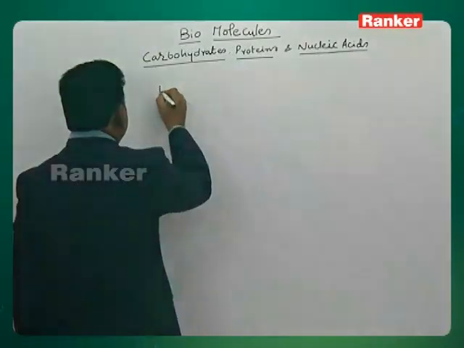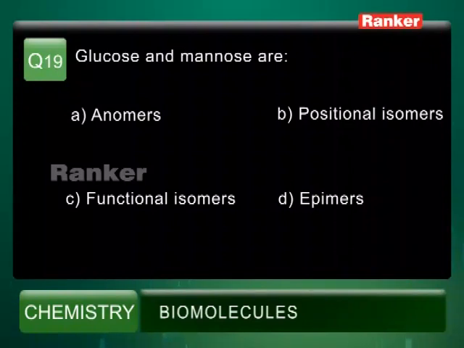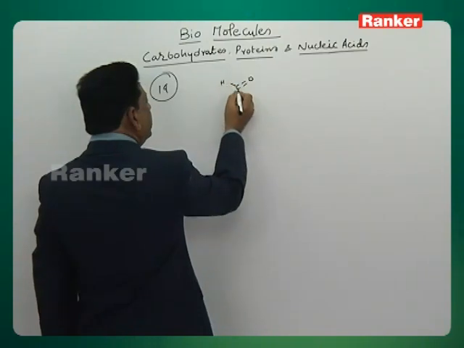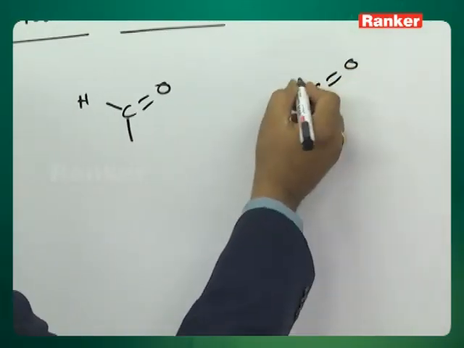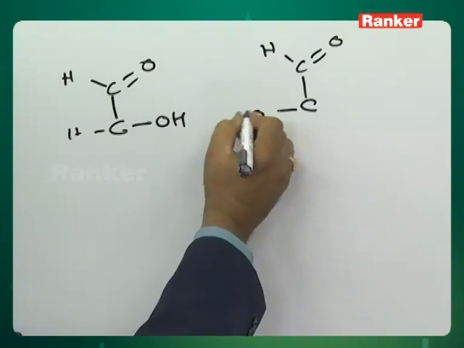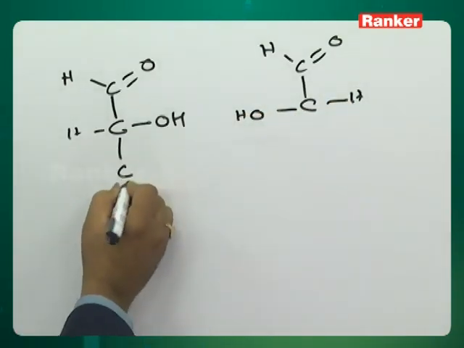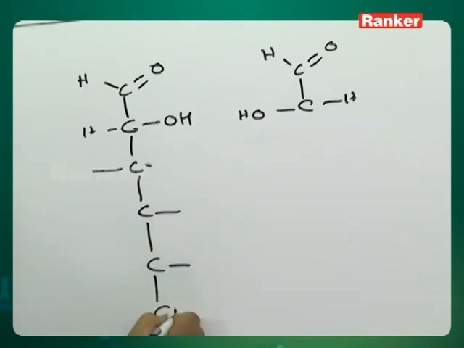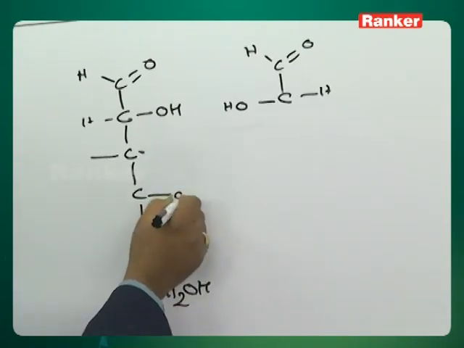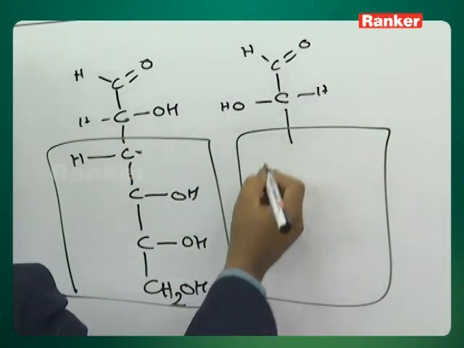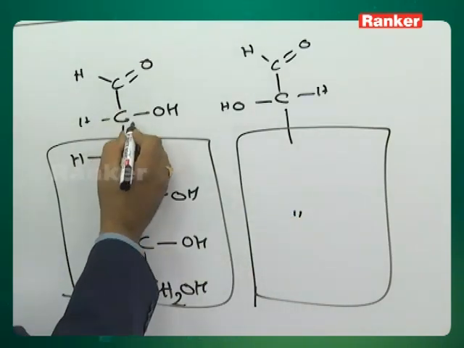Let's go to the 19th. Glucose and mannose are, options are given: A anomers, B positional isomers, C functional isomers, D epimers. In glucose the first carbon is an aldehyde, and in mannose also the first carbon is an aldehyde. And glucose will have OH on the right side at C2, mannose will have the OH on the left side. The rest of the chemistry will be the same: third one left, fourth one right, fifth one right, sixth one CH2OH. This part is the same in mannose also.